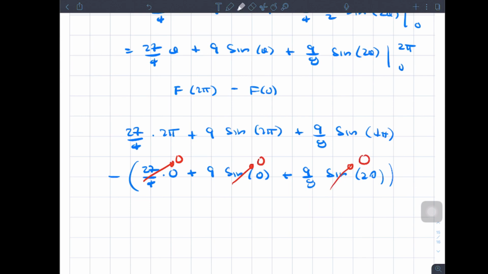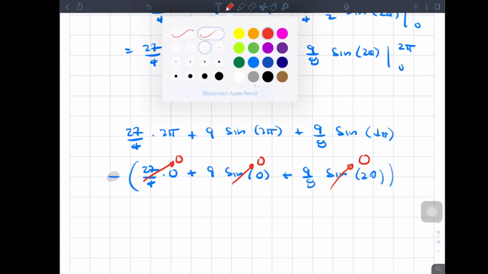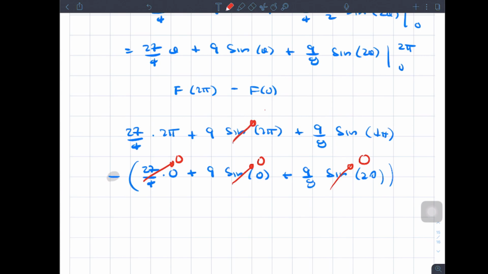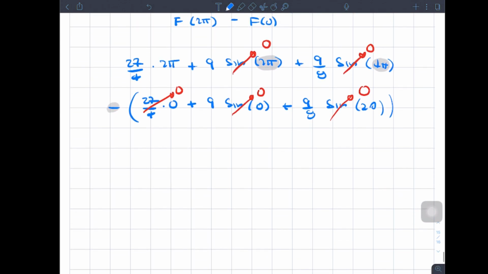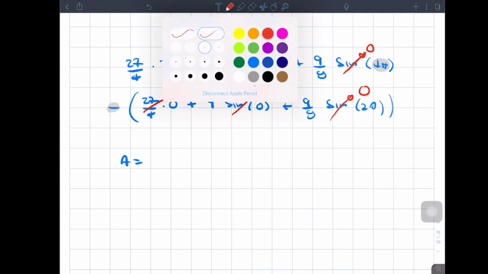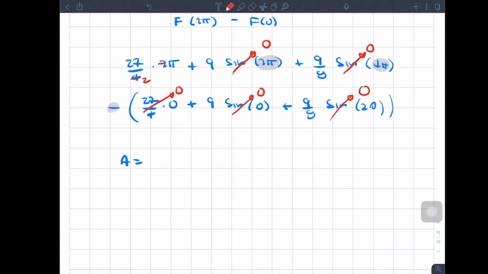So it's going to look like we forgot to subtract, but we didn't. Let's continue. This is 0 because sine of 2 pi and 4 pi is 0. So that's kind of nice. Okay, let's see what this leaves us with. If we simplify over here, looks like the area becomes 27/2 pi.